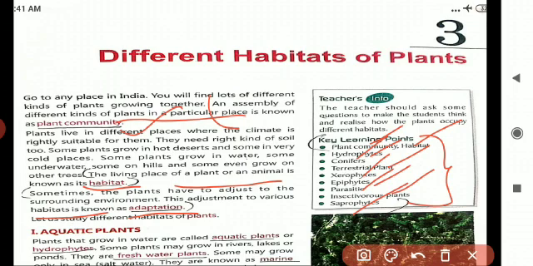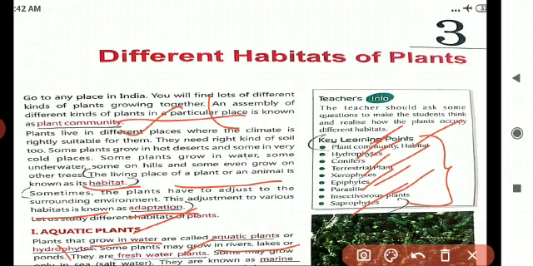Okay, children. What is the next one? Aquatic plants. Aquatic means plants that grow in water. Plants growing in water are called aquatic plants. What is another name? Hydrophytes. Some plants may grow in rivers, lakes and ponds. This water is potable, that is, it is fit to drink. Okay, children, those are freshwater plants.